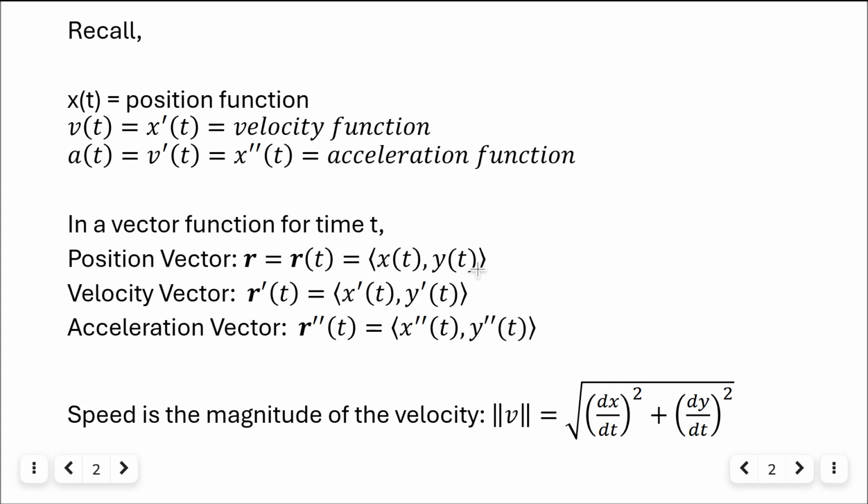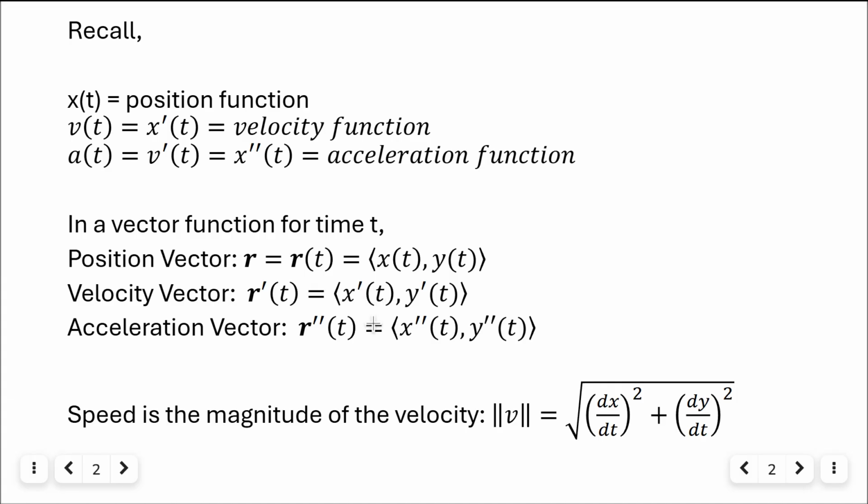But if you have something written as a vector, its position vector has two components, an x component and a y component. Then its velocity vector will also have two components, x prime and y prime. So to find the velocity vector, you just differentiate the position vector in both directions. And the same thing for the acceleration vector: differentiate the position vector twice, or the velocity vector once.